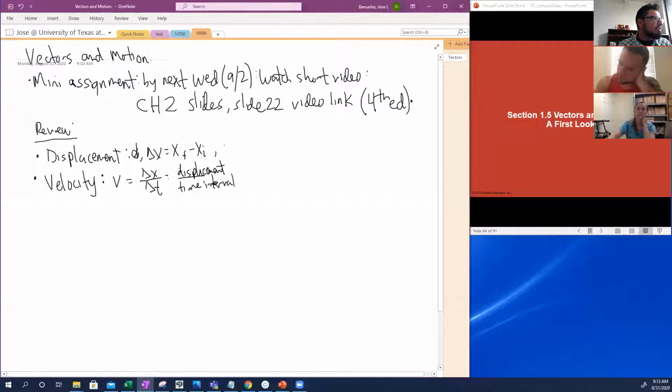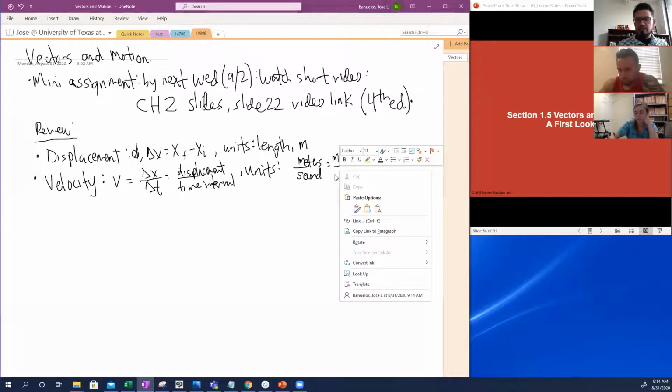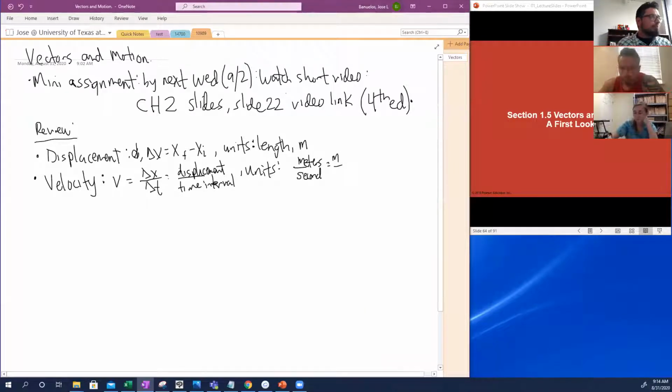In terms of units, displacement has units of length, and we're going to use meters as our SI unit. And for velocity, the units are distance over time, or meters per second. I'll just spell it out to make it clear. The abbreviation is lowercase m and s, right?